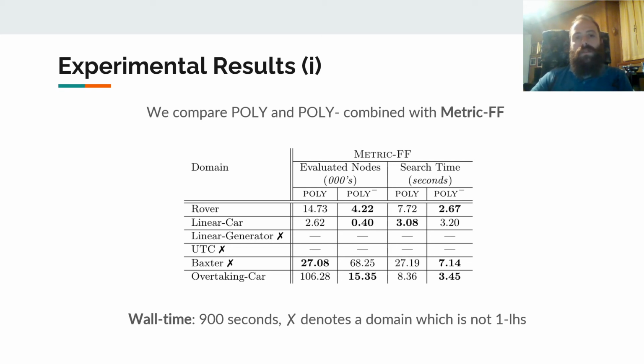We can observe that in the mono left-hand side domains, Poly minus is always preferable or comparable in terms of the considered metrics, while the domains UTC and the linear generator become unsolvable using Poly minus because they are not mono left-hand side. In Baxter, despite it not being mono left-hand side, it is possible to find a solution faster, but by doing more exploration.